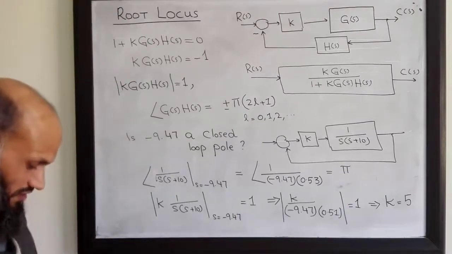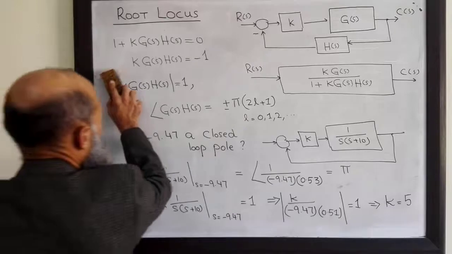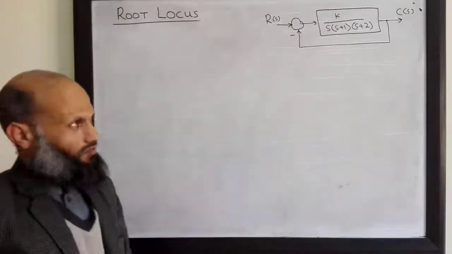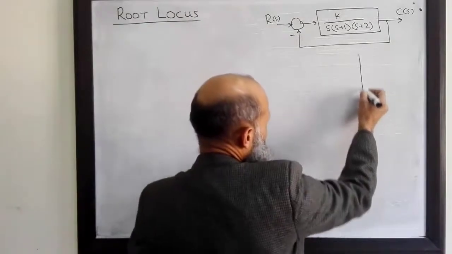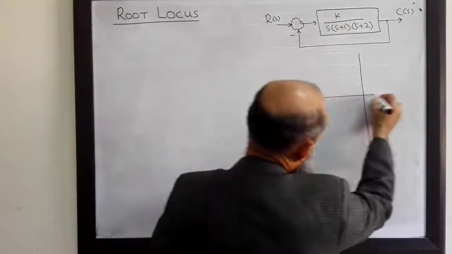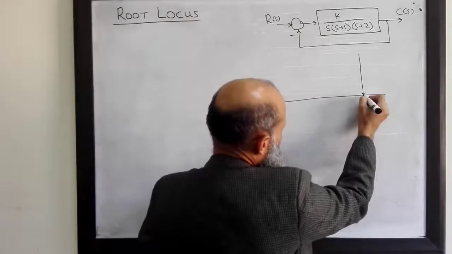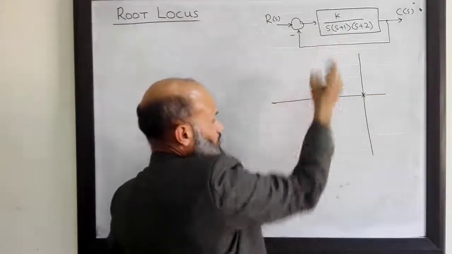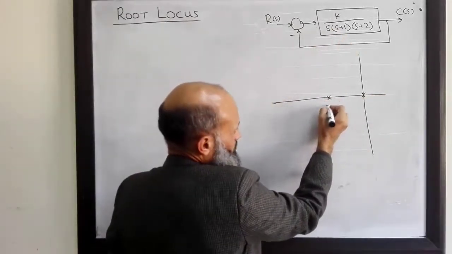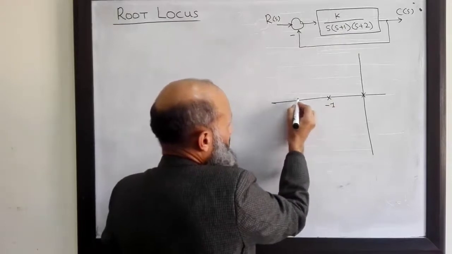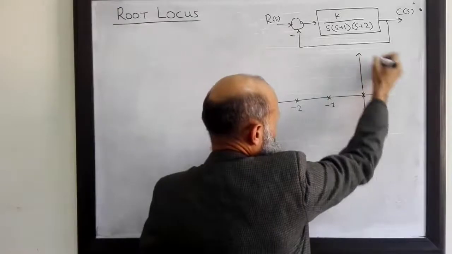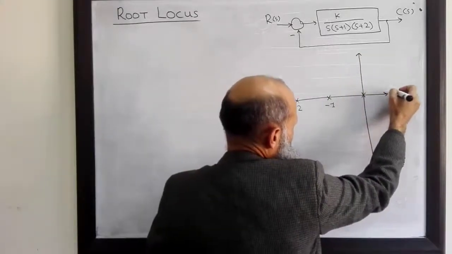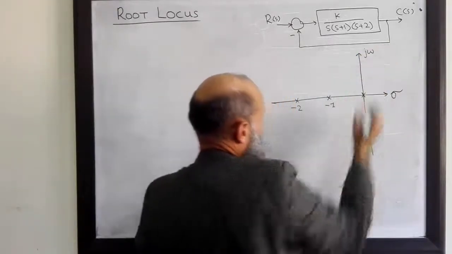We further explain it with another example. So we have this system. For this particular system, the open loop poles can be easily seen. One open loop pole is at s equal to 0, another open loop pole is at s equal to minus 1, and another pole is at s equal to minus 2. This is the S plane with real axis and imaginary axis.